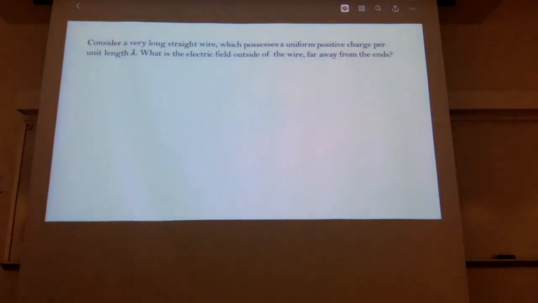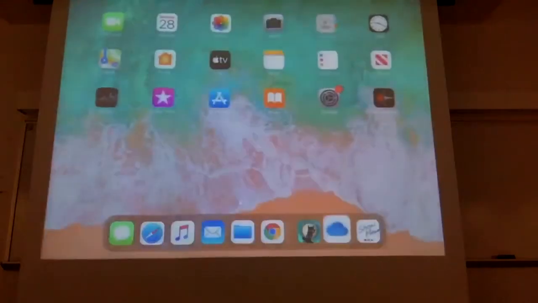Number 4. Let's change up the geometry. This one says that we have a very long straight wire which possesses a uniform positive charge per unit length of lambda. So that's our line charge density. What is the electric field outside of the wire, far away from the ends? So let's look at this. I have a straight wire, and it has a uniform charge density lambda.